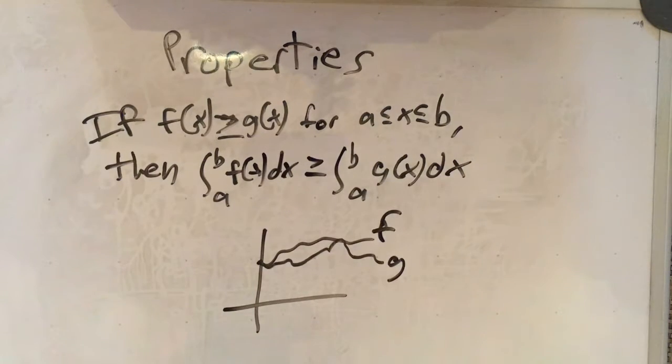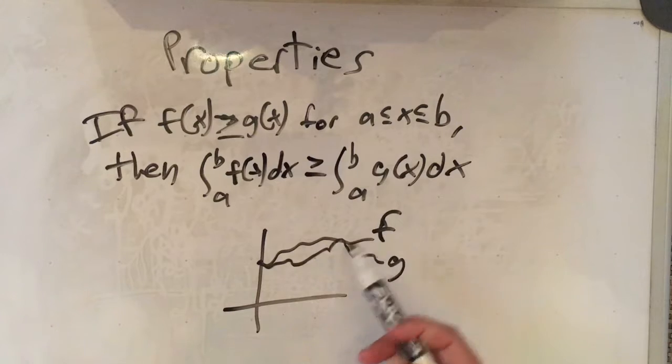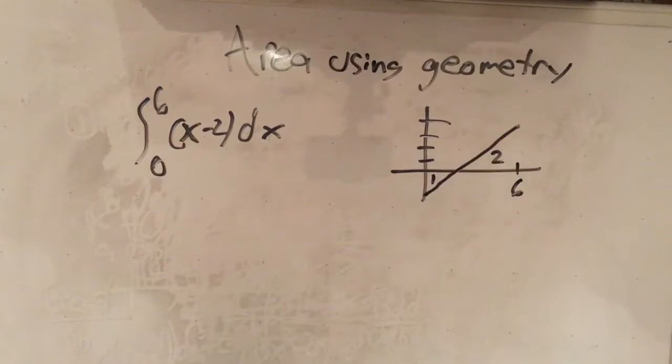And this can be seen with the graph here. You know that g of x is always less than f of x, so you know that the area under it has to be less than or equal to the area under f. Okay, so we're going to find this area using geometry.